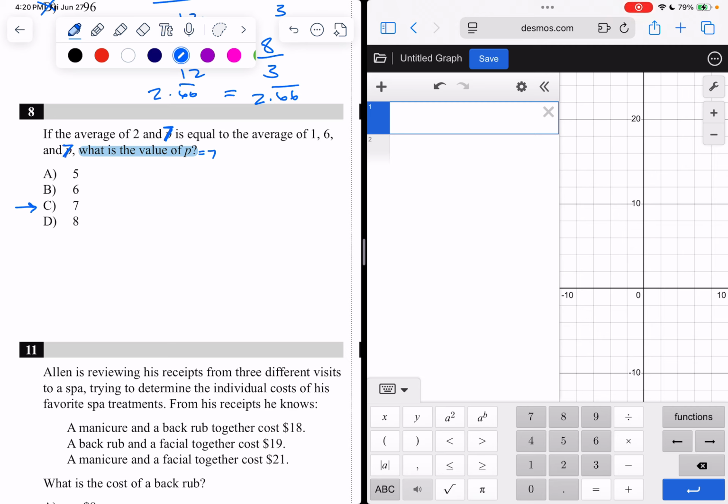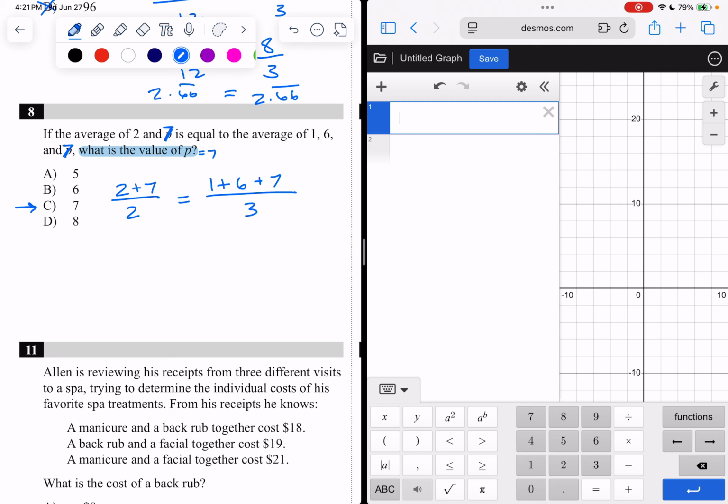Okay. So this is the average now of 2 and 7, which means I would add them together and divide by the number of terms I have. I have 2 terms here. So I'll divide by 2, which is equal to the average of 1 and 6 and 7. So I have to add 1 and 6 and 7 together. And this time I'm going to divide by 3 because I have 1, 2, 3 terms here. So let's go ahead and punch this out on our calculator and see if this works.